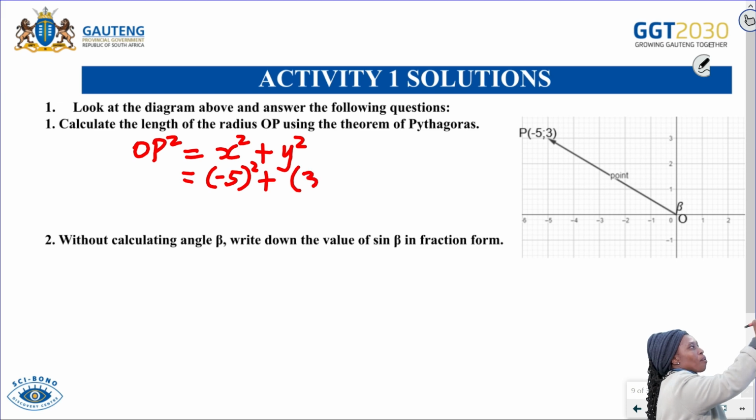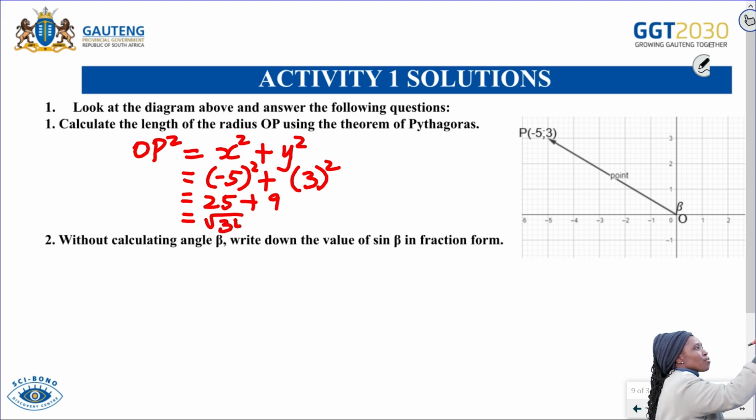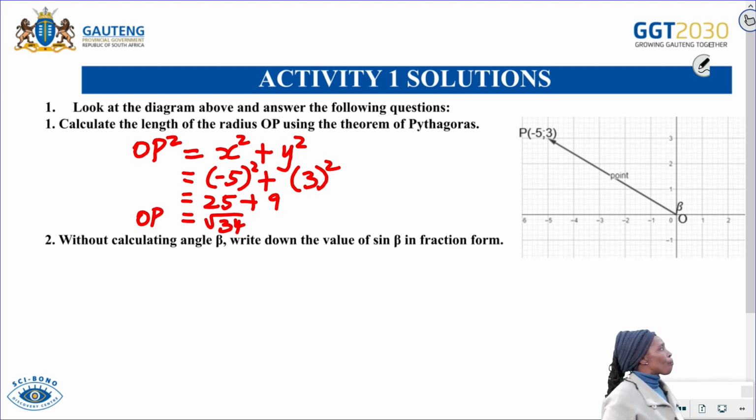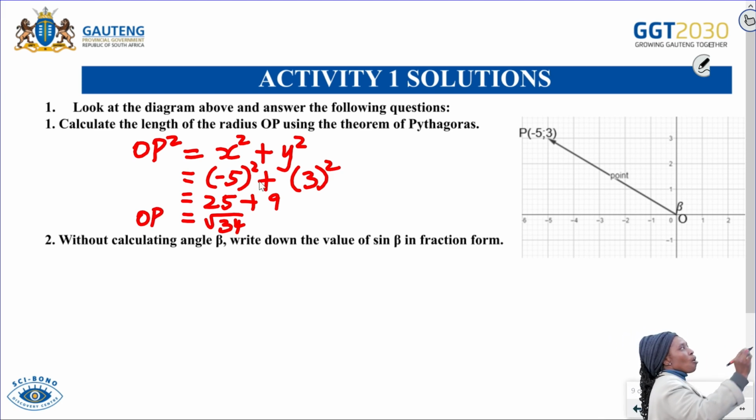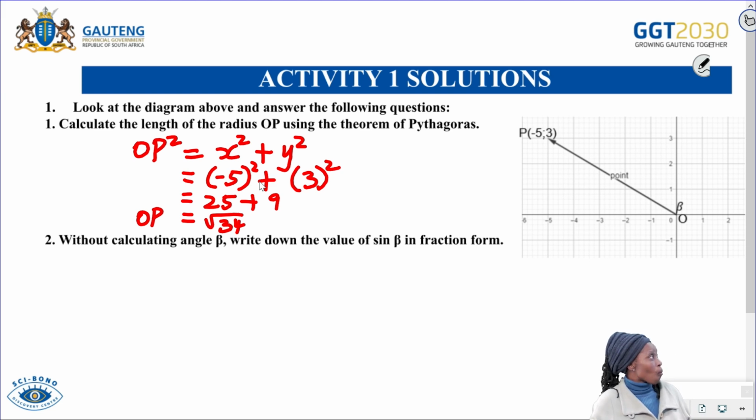I have a positive 3 and I square it. So it means I will have 25 plus 9, which gives me 34, because the answer for OP squared is 34. And for me to remove the square, I square root both sides. So my OP is square root 34.